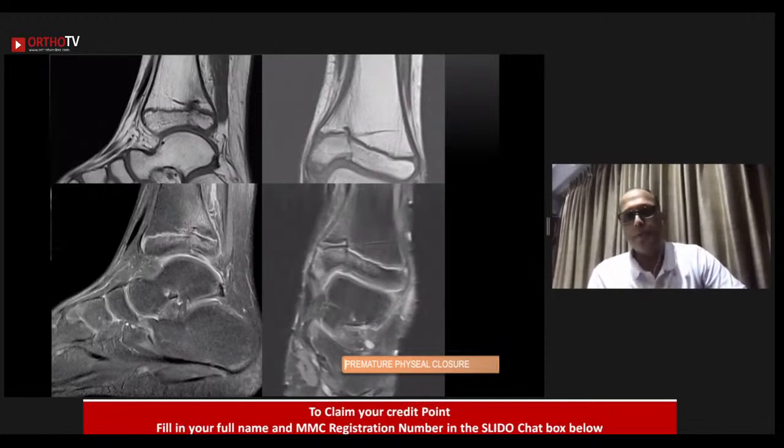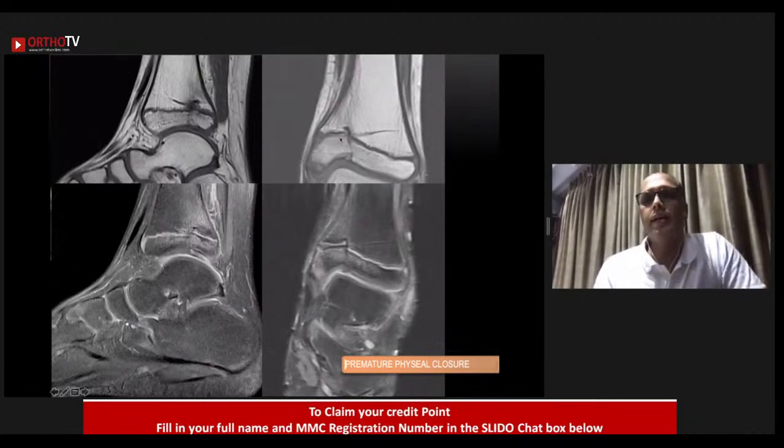Maybe you guys would be able to enlighten me how exactly would be the mechanism. But usually, we don't expect such premature physeal closures to happen at one focal point. So this may be the area where there may have been a direct injury to the epiphyseal plate, which may have initiated the early fusion there.